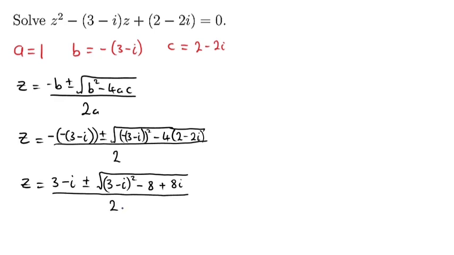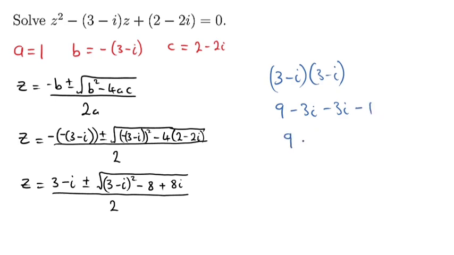Now just a quick simplification over what we have as 3 minus i is multiplying with 3 minus i because it's expanding. So 3 times 3 there will give us 9. 3 times i will give us 3i. i times 3 will give us 3i. And negative i times negative i will give us minus 1. So 9 minus 1, that will be 8. Then minus 6i. So this is giving us 8 minus 6i.